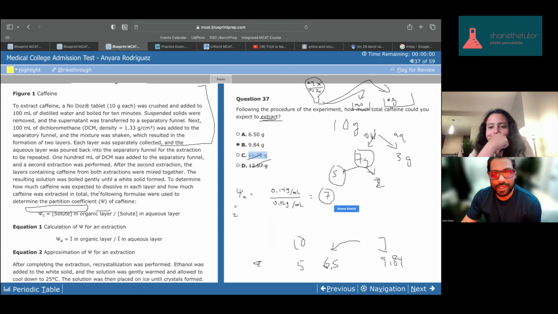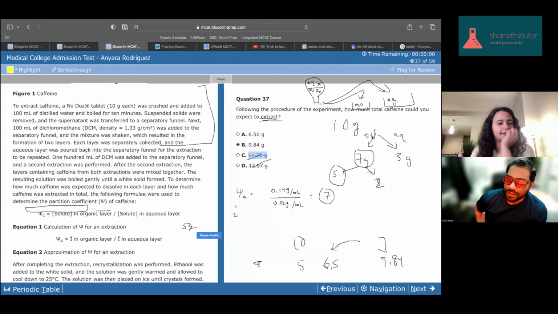We don't really have a good baseline to compare it to, but let's say equal solubility in both water and in the organic layer. If that was the case, you'd probably get 5 grams. Yeah, I think I got it too.